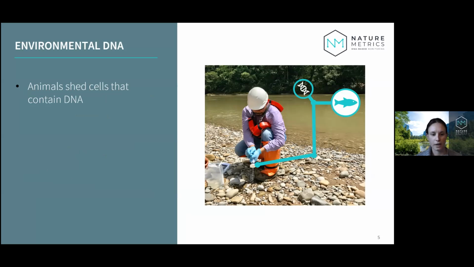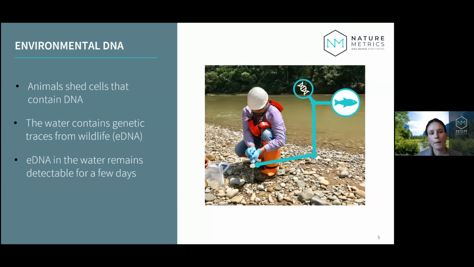So we know that when animals are in or around water, they're shedding cells that contain DNA. Those are through mucus, skin, feces, urine, all sorts of bodily processes and excrements. And so the water becomes like a sort of soup of the DNA of the wildlife that's been in and around it. And that eDNA remains viable for a few days for identifying the species that it came from. And we can capture it from the water just by passing the water through a filter, and the DNA gets stuck on the filter membrane.